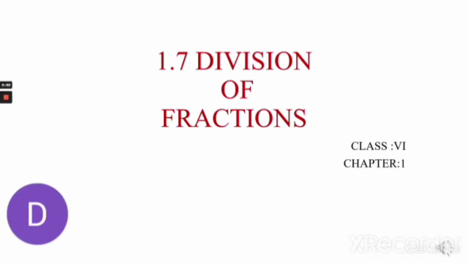Okay. So what is left? We finished multiplication, subtraction and addition. So what is left? Yes, you all are right. Only division is left. So in this class we are going to learn about the division of fractions.